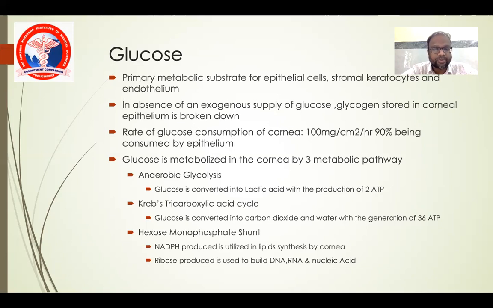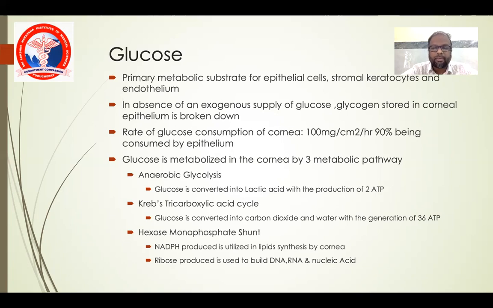Okay, so the rate of glucose consumption of the cornea is 100 milligrams of glucose per centimeter square per hour, and 90%, that is the major chunk of glucose, is consumed by the epithelial layers because of the constant turnover of epithelium. We all said that the epithelium keeps shedding every day, and the basal cells move up, forming the wing cell and superficial layers of the epithelium.